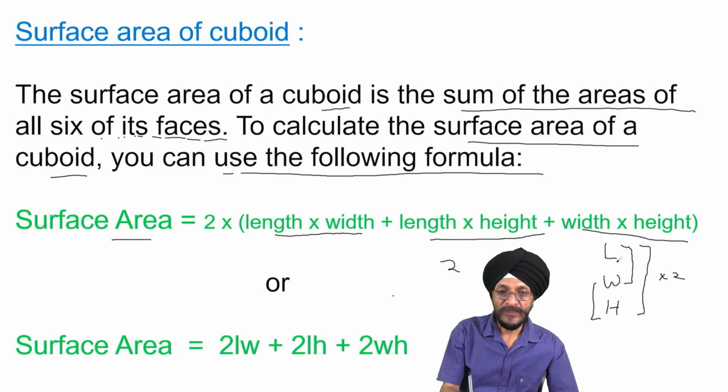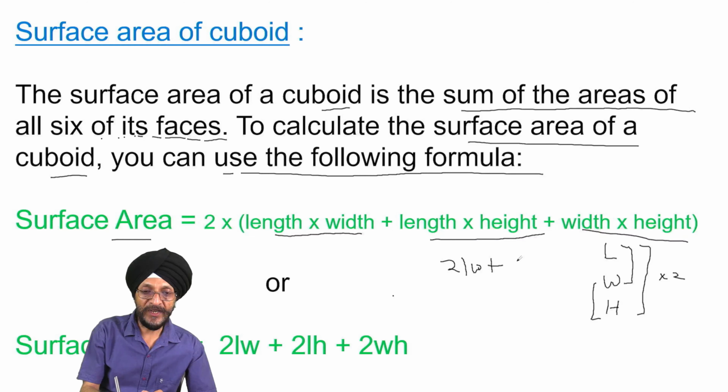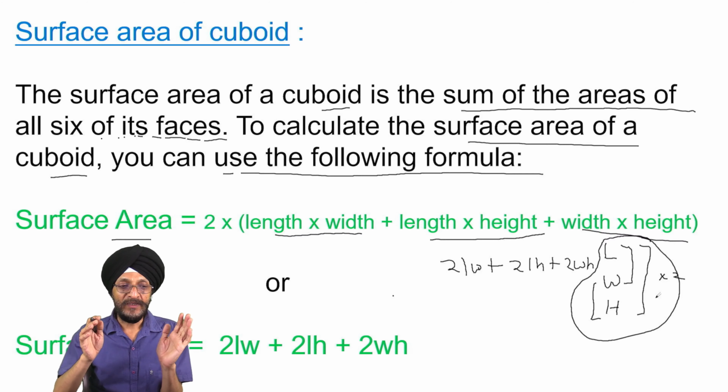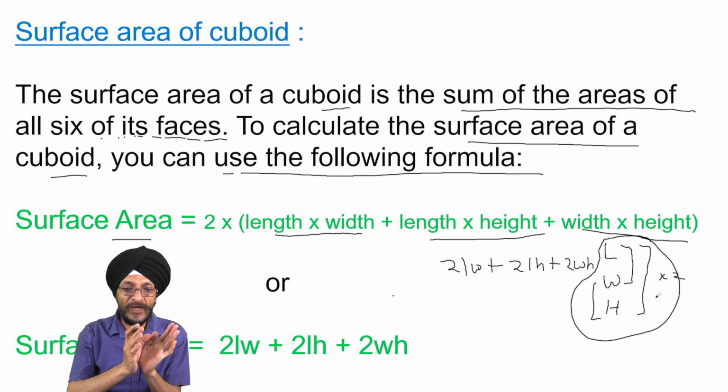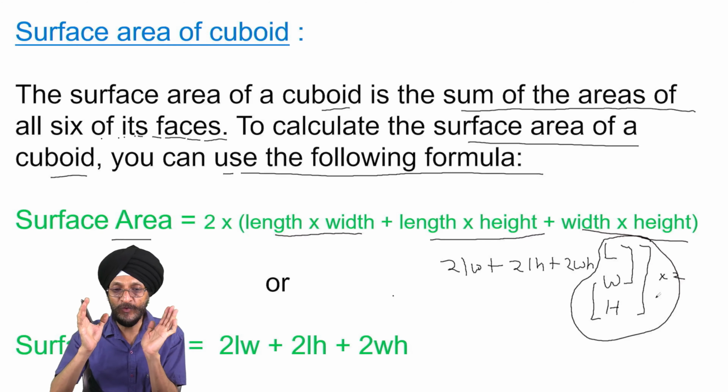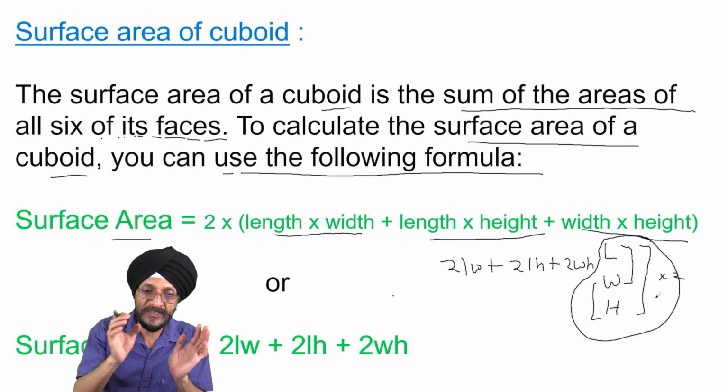First we have to take length and width, then we have to add, then again 2, and then we can take LH, then plus, then we can take WH, 2WH. So with the help of this simple picture, you can understand the formula given. You will not have to put any pressure on your brain, and this is very simple.